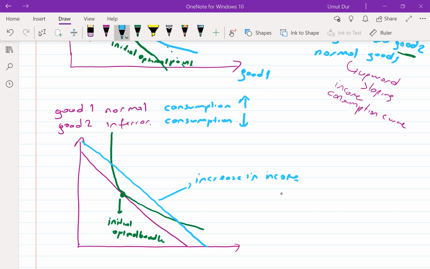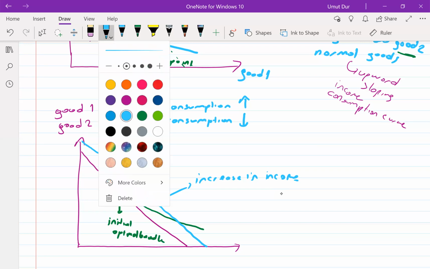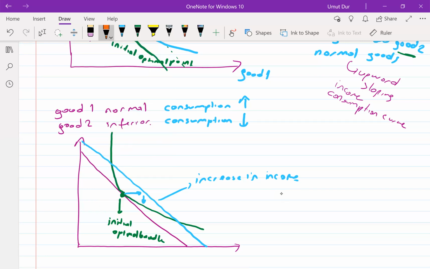So then what is my direction here? My consumption for good one will increase, but my consumption for good two will decrease. Then my income consumption curve will be something downward sloping here. Okay, so this orange line is my income consumption curve.